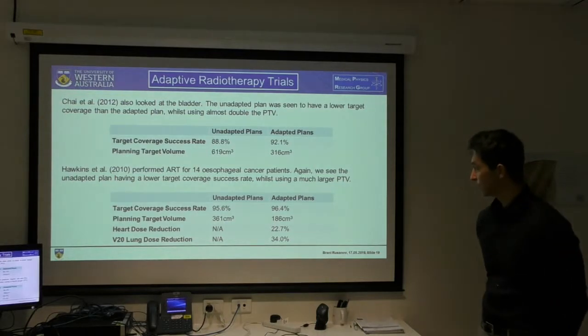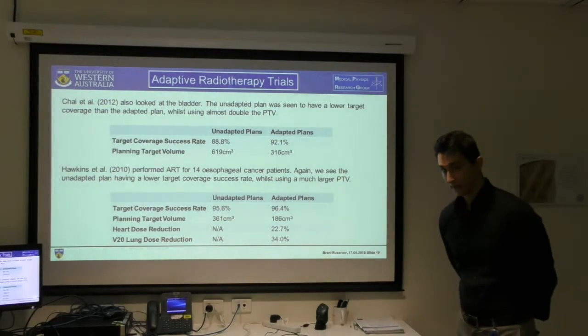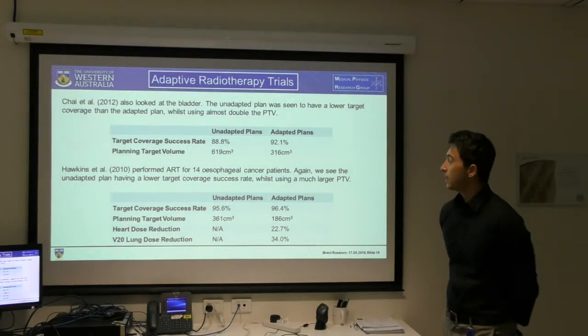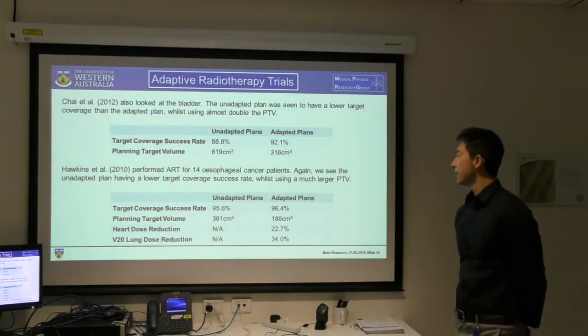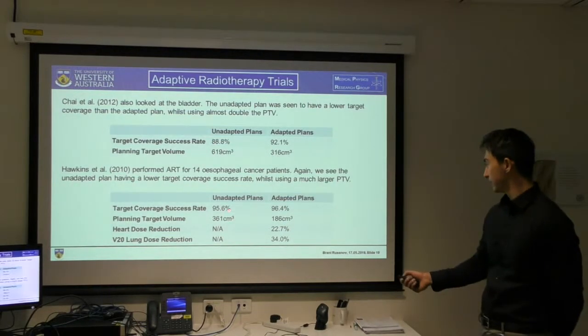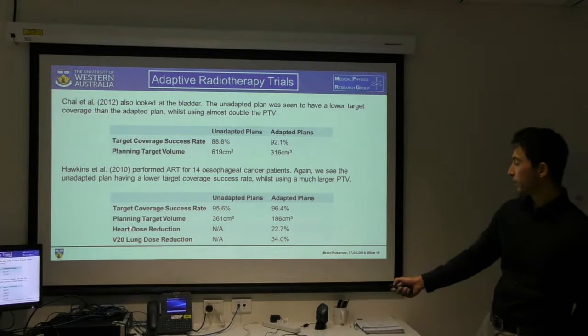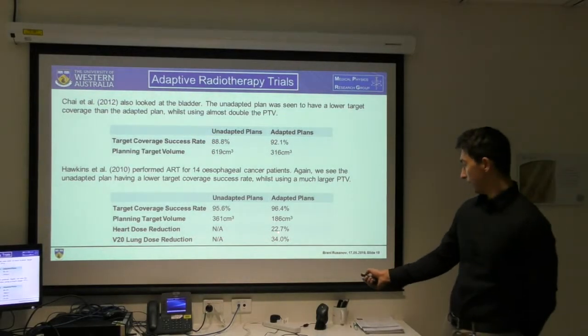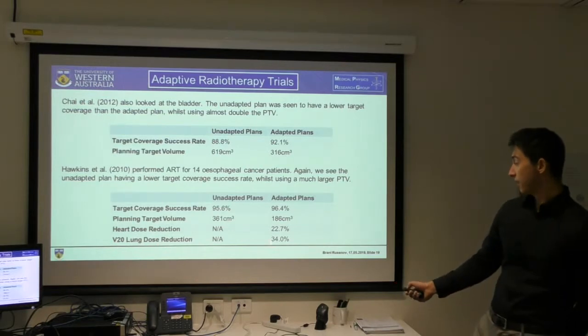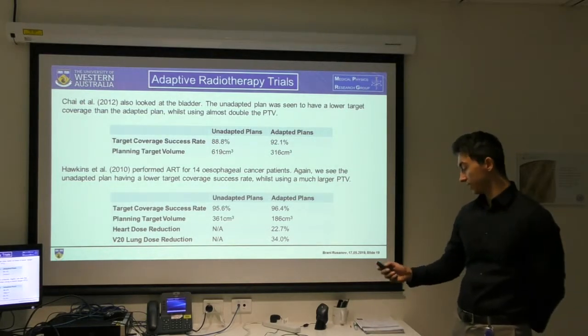Performed an ART for 14 esophageal cancer patients, and again we see the unadapted plan having a lower target coverage success rate, whilst using a much larger PTV, as can be seen in this table. And more importantly, the half dose reduction, there's a 22% dose reduction there, and also the V20 lung dose reduction, a 34% reduction to those organs at risk.